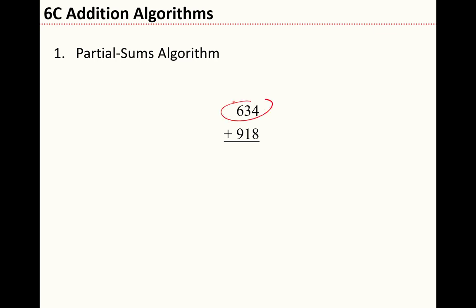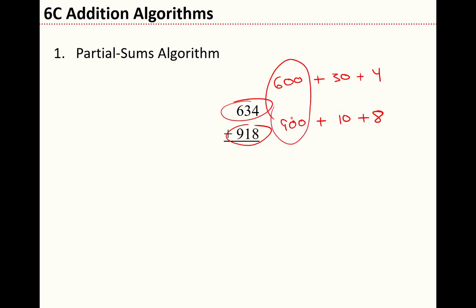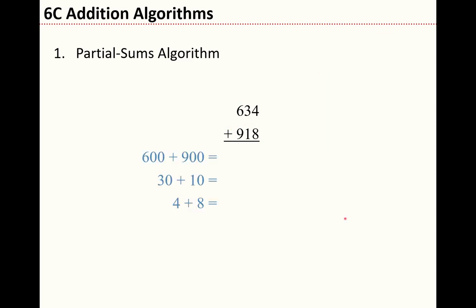The trick with this is remembering that 634 is really the same as 600 plus 30 plus 4. And 918 is the same as 900 plus 10 plus 8. So we can add these numbers in any way that I want. I could add 600 plus 900, 30 plus 10, 4 plus 8. And so that's what we do with our partial sums algorithm.